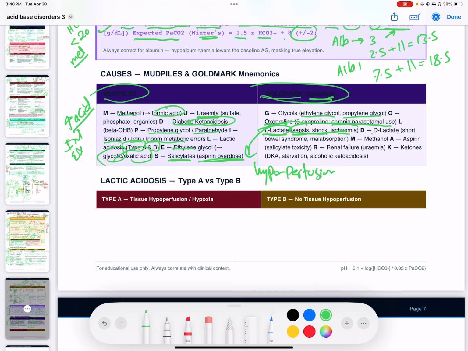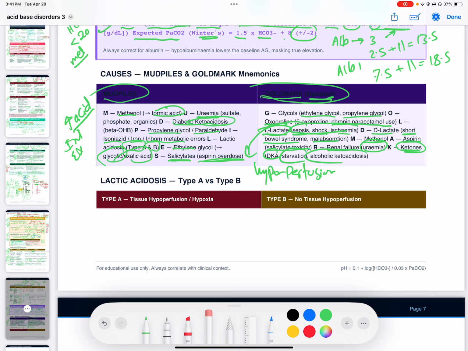D stands for D-lactate, which you find in GI issues like short bowel syndrome or malabsorption. M stands for methanol. A stands for aspirin or salicylic acid. R stands for renal failure or uremia. K stands for ketones, and you can find ketones in three different pathologies, whether it's DKA or starvation ketoacidosis or alcoholic ketoacidosis.